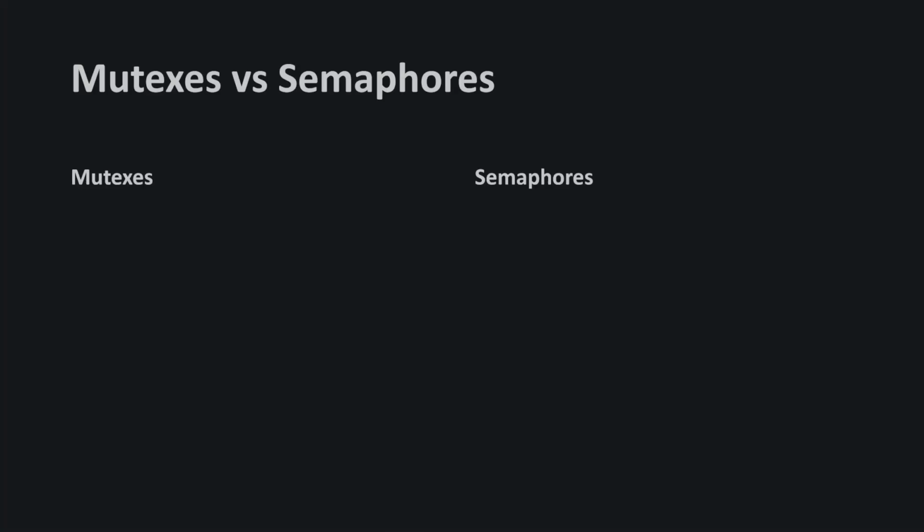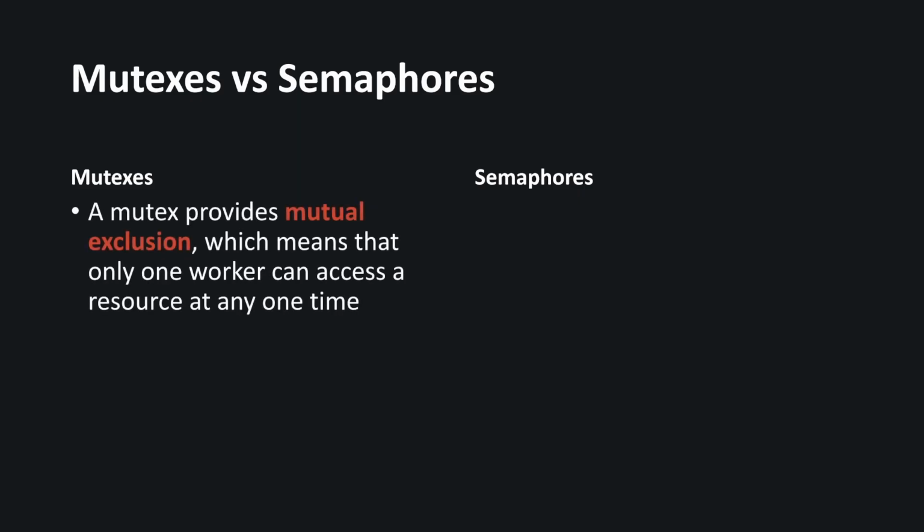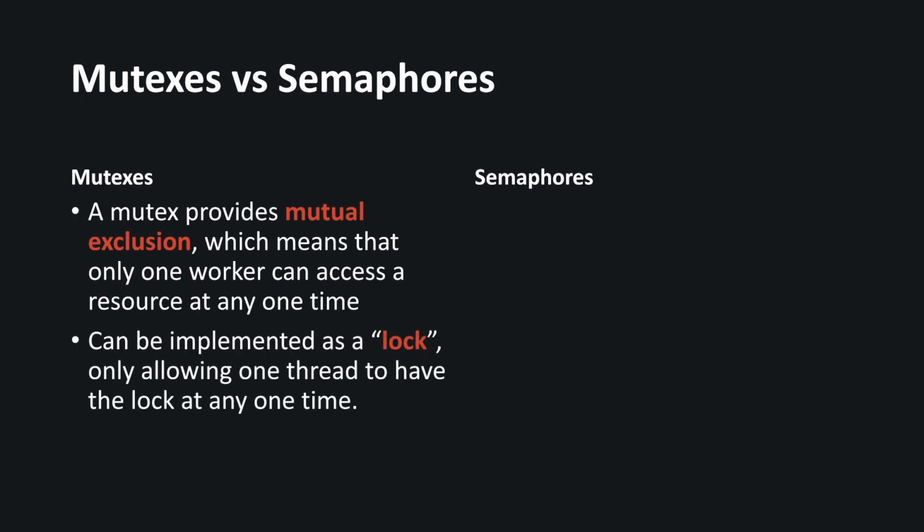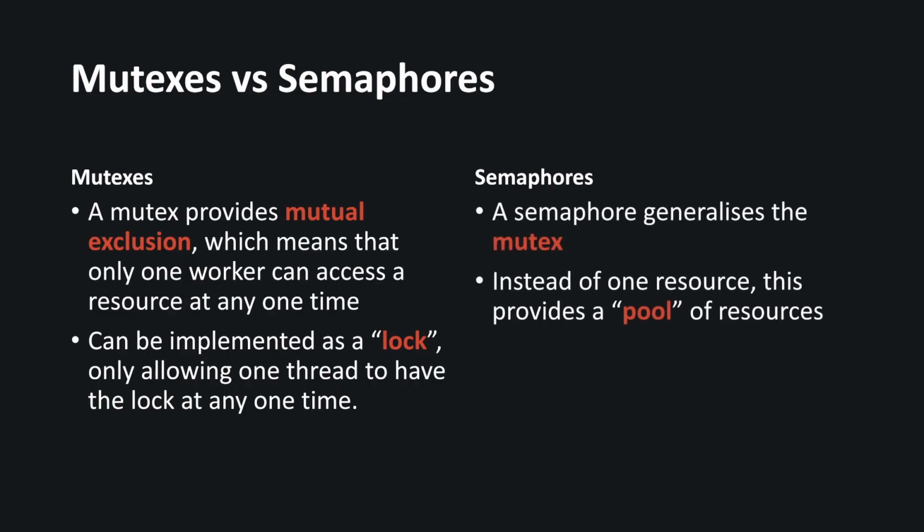So let's quickly compare the differences between mutexes and semaphores. As we said many times, a mutex provides mutual exclusion, which means that only one worker can access a resource or a group of resources at any one time. This is usually implemented as a type of lock. A semaphore is a generalization of the mutex. But whenever you hear about semaphores, I want you to think of a pool of resources where the resources can only be used by one worker or thread at any one time.